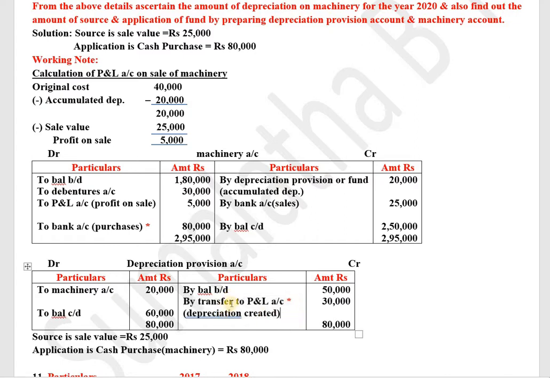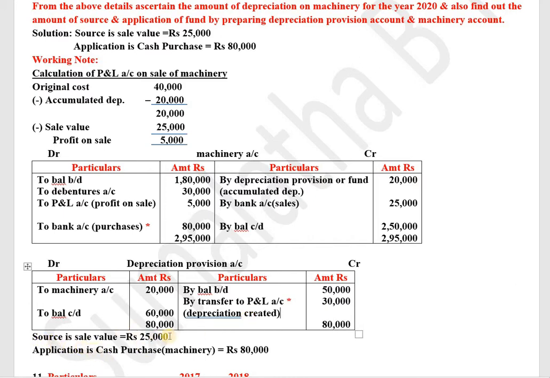Now look at what I have put here: by transfer to P&L account 30,000. This is what we have found out, the depreciation created. So the same thing, when you prepare the adjusted P&L account on the debit side, provision for depreciation on machinery, we show this 30,000 there. So at last we have to write the answer like this.